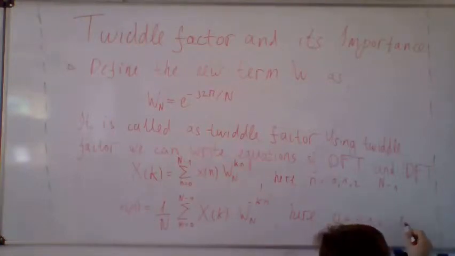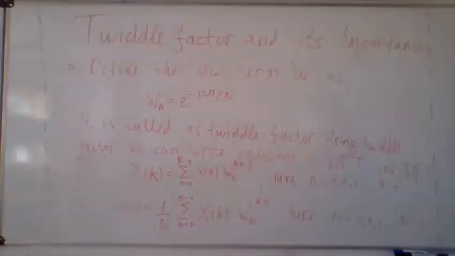In the previous equation we had a term e to the power of minus j 2π divided by N. Now we will denote it by W_N and call it the twiddle factor. The twiddle factor makes the computation of the DFT easier and faster. Using the twiddle factor, we can write the equations of the DFT and IDFT as follows.